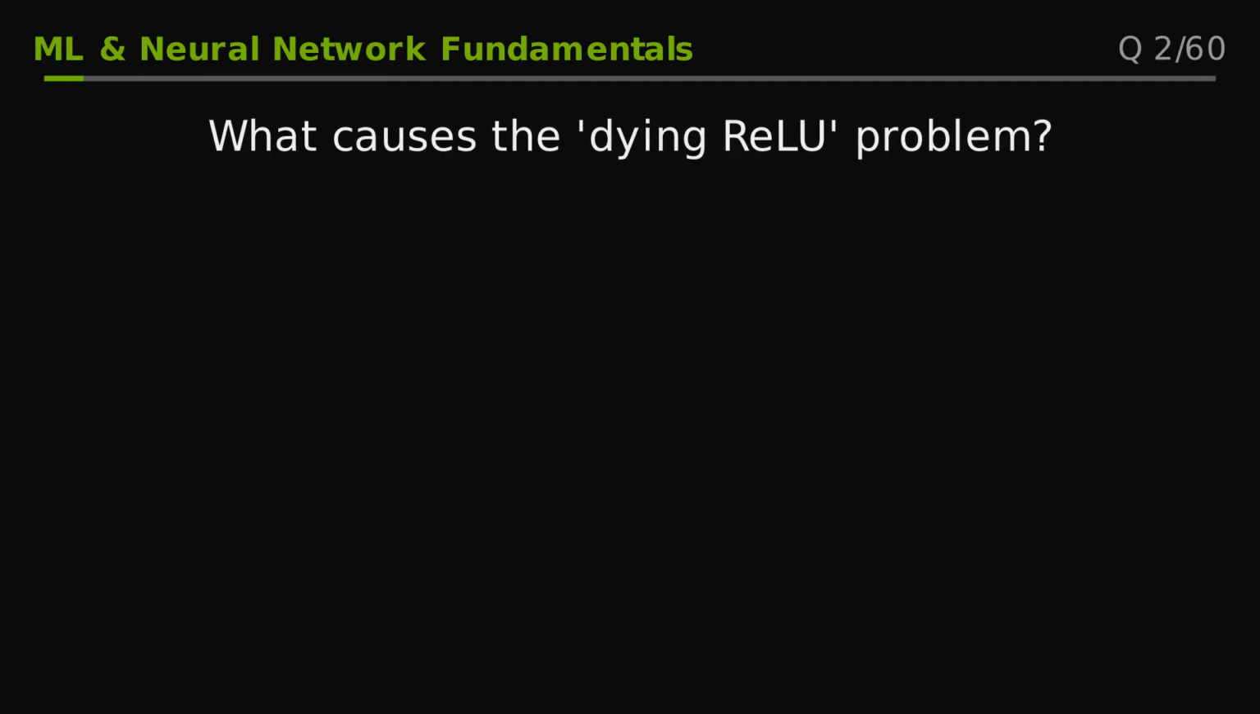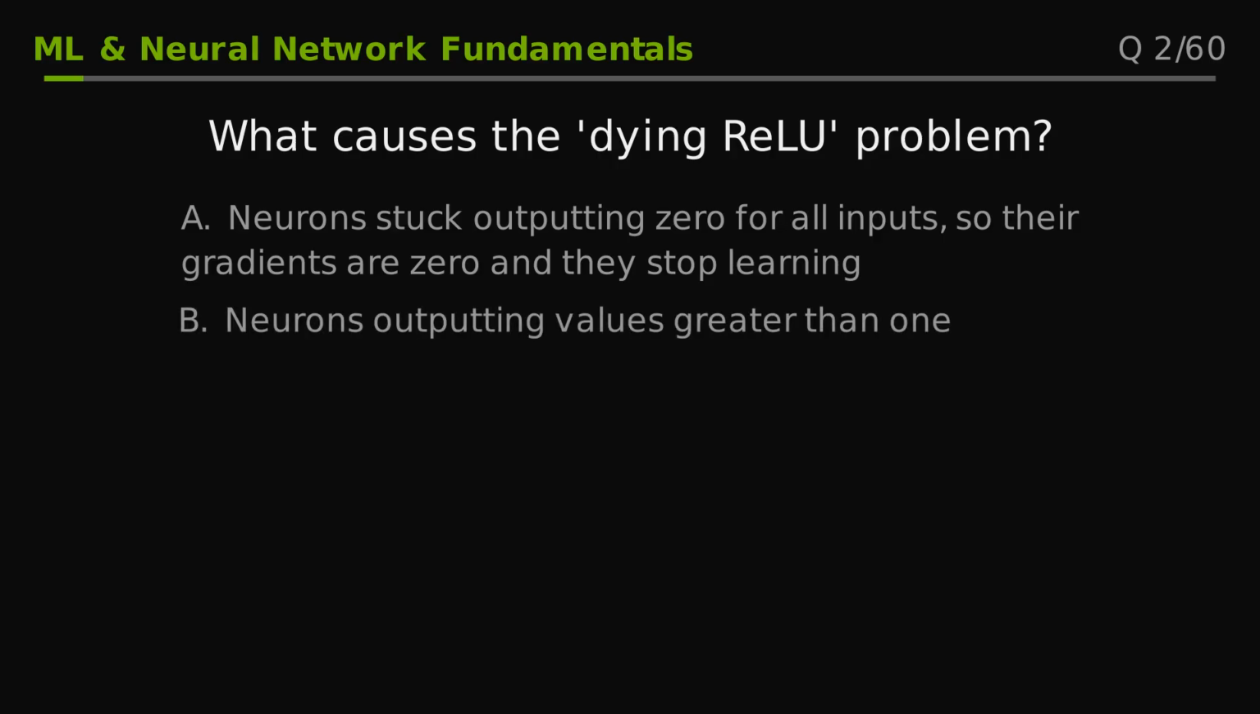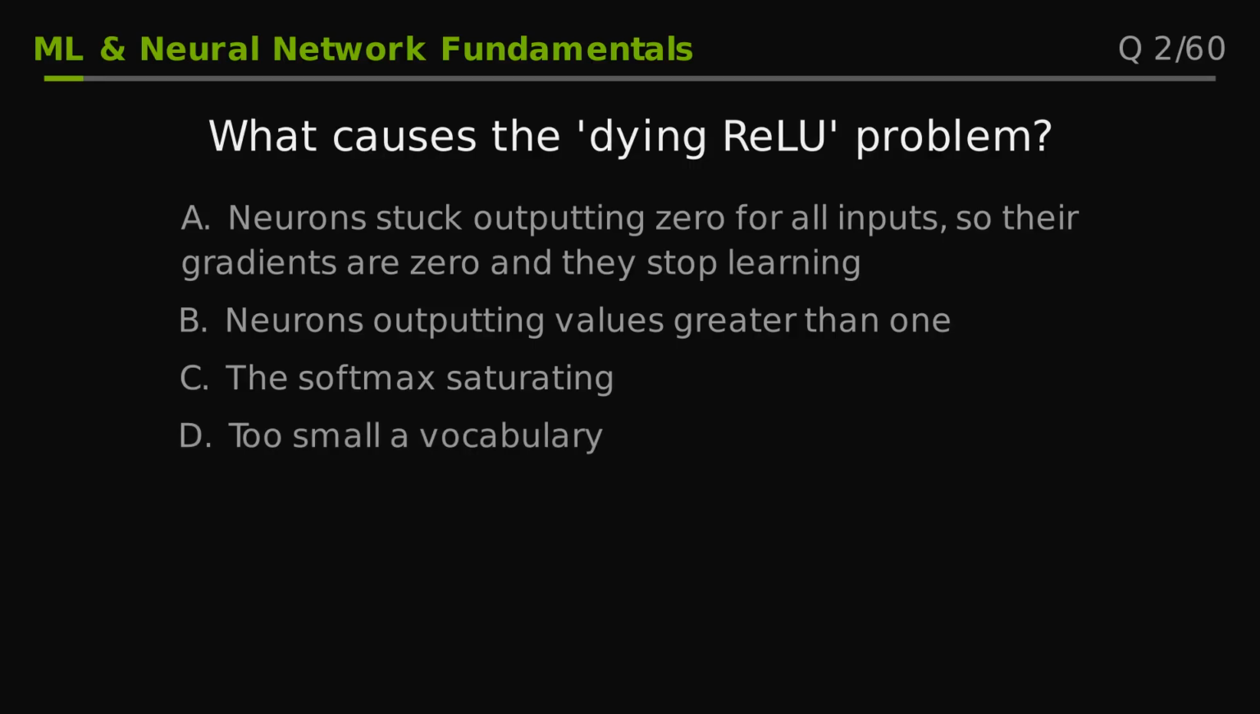Question 2. What causes the dying ReLU problem? Option A. Neurons stuck outputting 0 for all inputs, so their gradients are 0 and they stop learning. Option B. Neurons outputting values greater than 1. Option C. The softmax saturating. Option D. Too small a vocabulary.